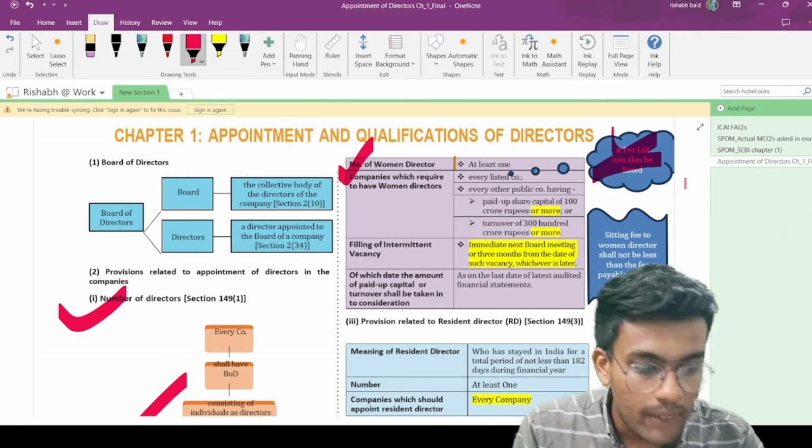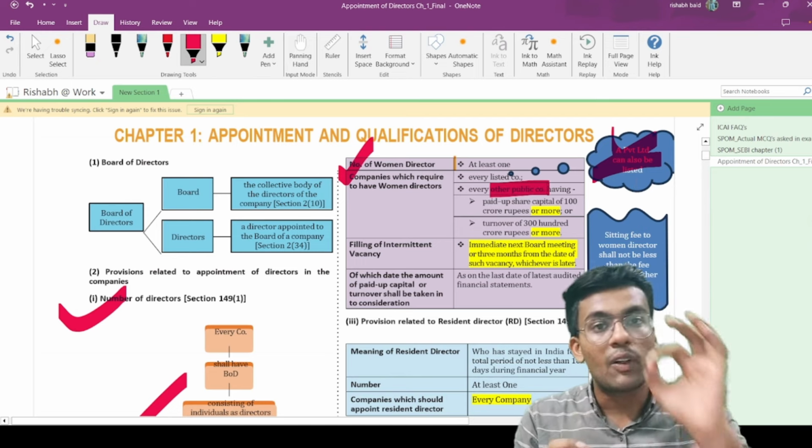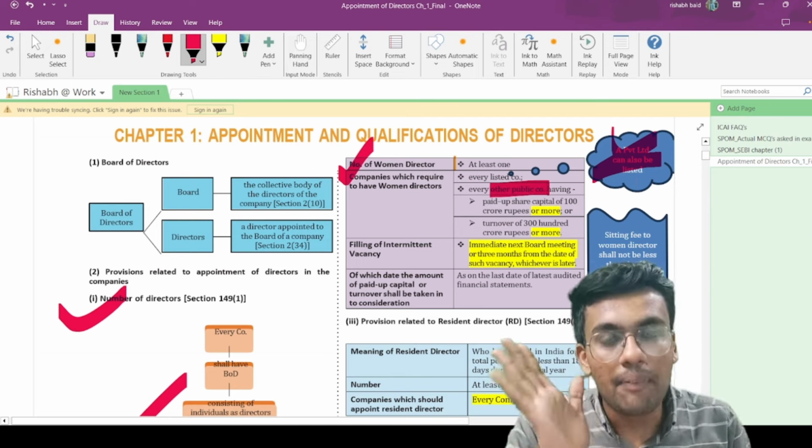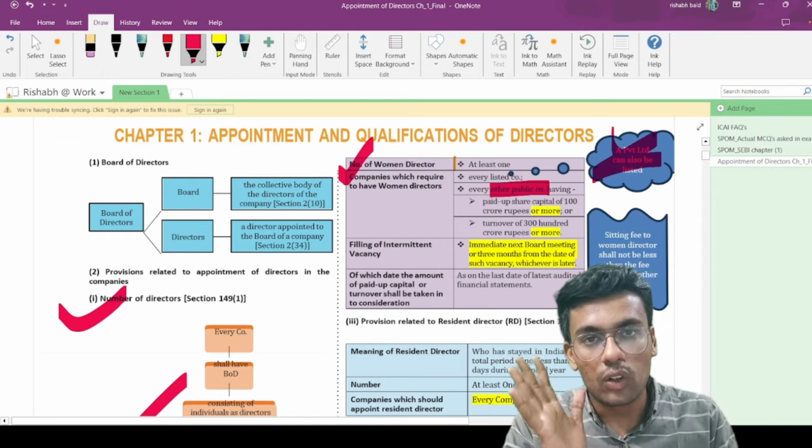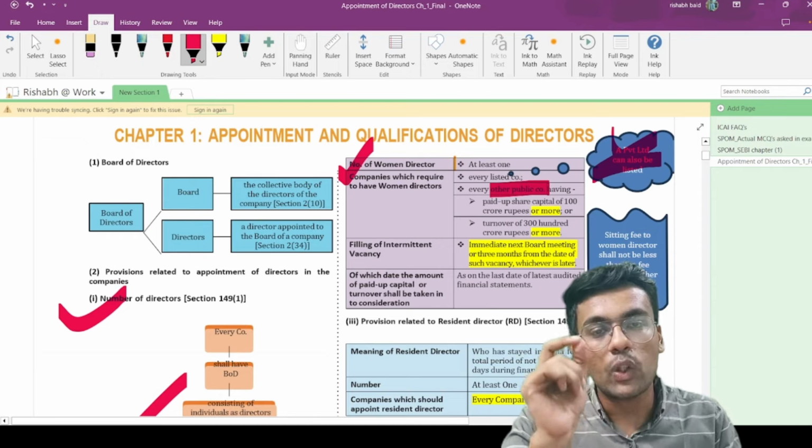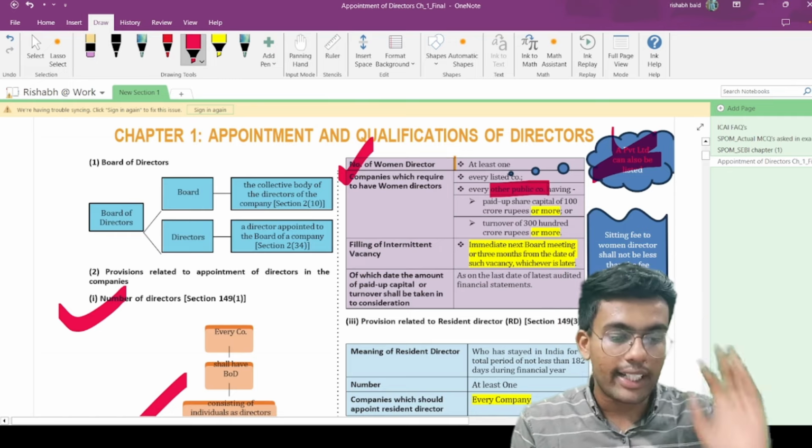Every other public company, please focus on the words every other public company. Here only public companies are covered, having paid up capital of 100 crore or more, or turnover of 300 crore or more. If either condition is fulfilled, you need to mandatorily have at least 1 woman director on your board.